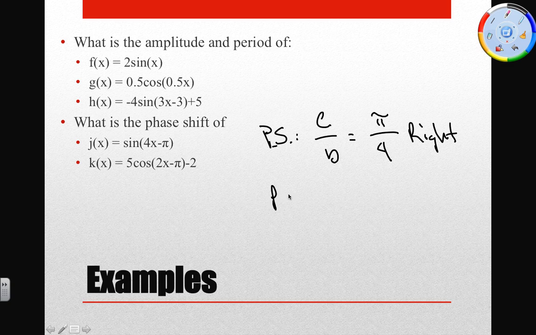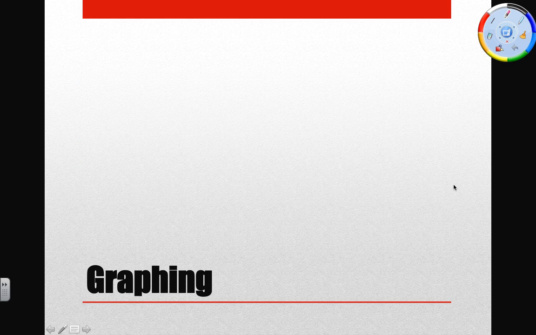This one, again, easy, phase shift is C over B. C is pi. B is 2. The minus there tells me it's a shift of right pi halves.